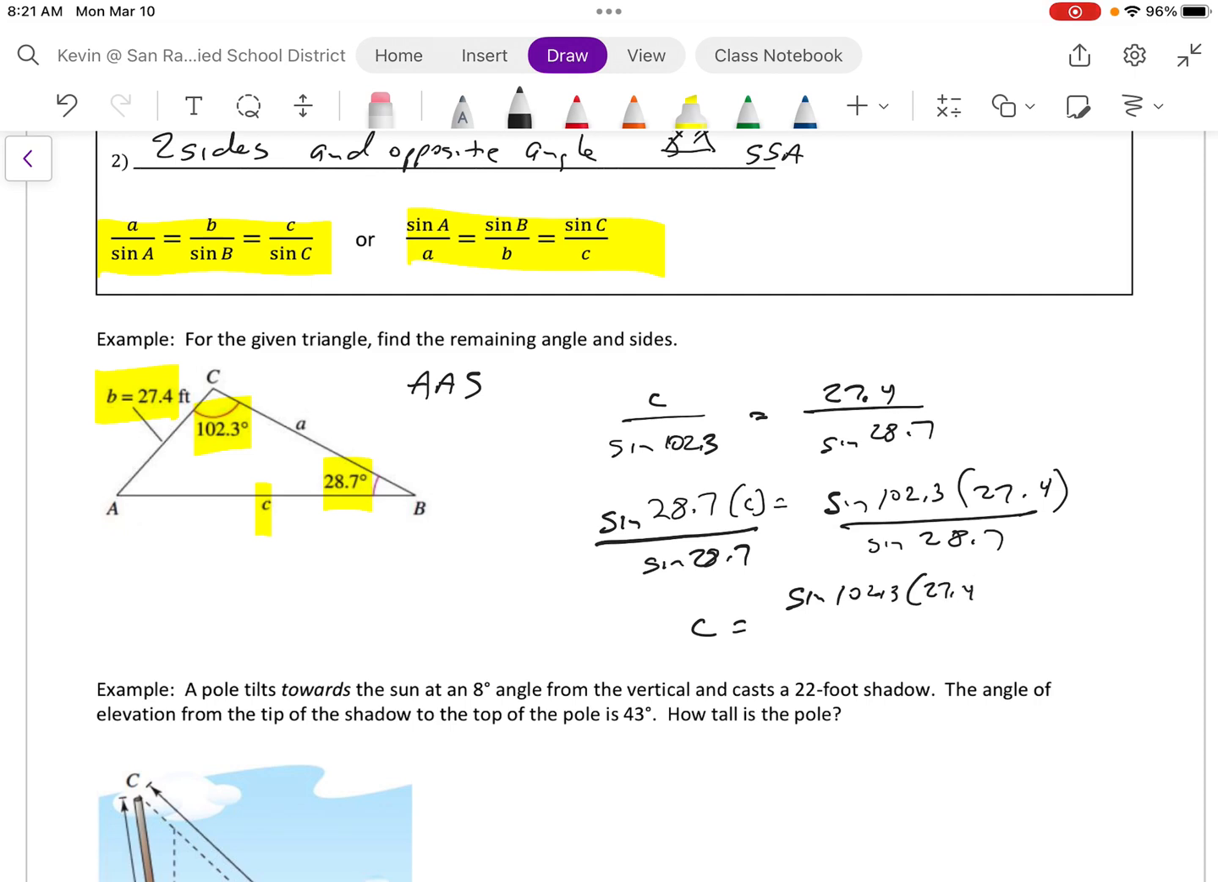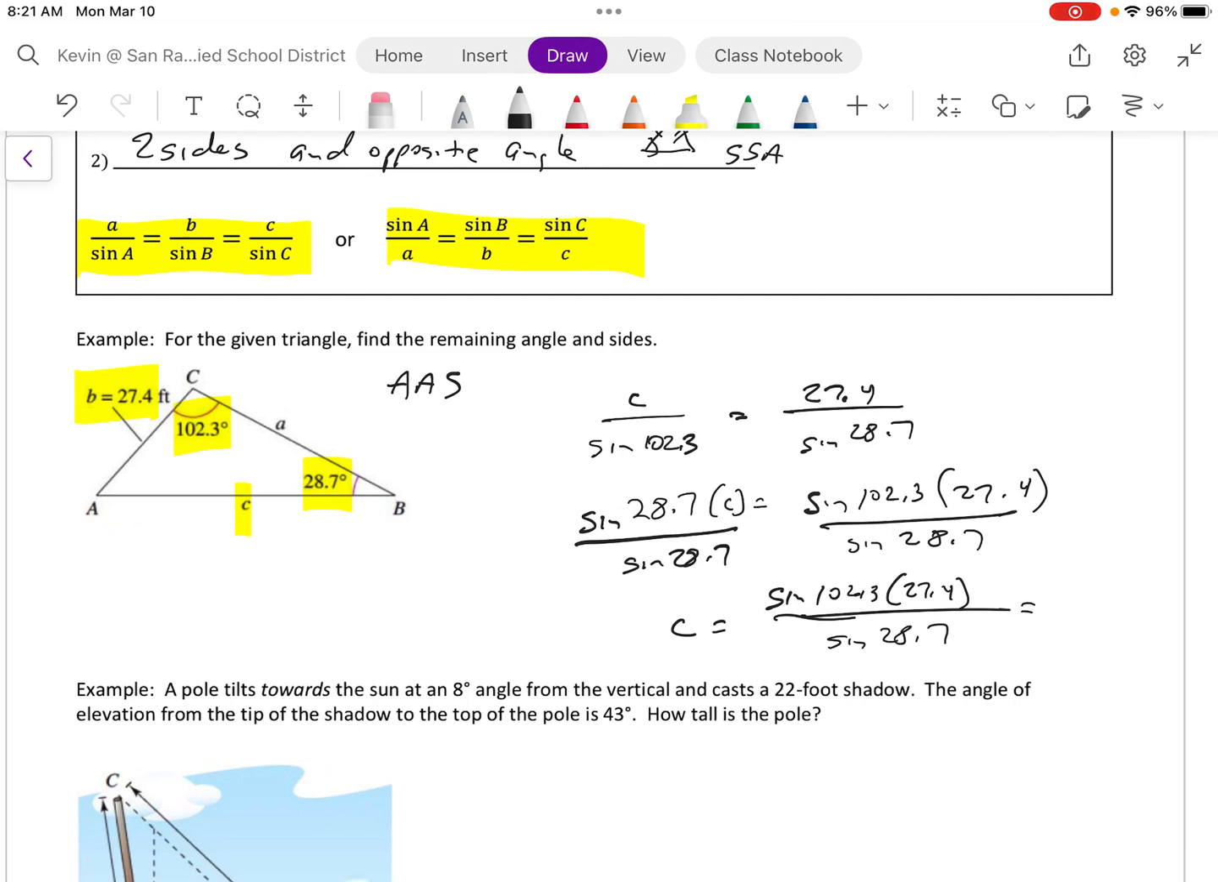Right. So C equals the sine of 102.3 times 27.4 divided by the sine of 28.7. And yes, we're going to have to start using calculators again. I'm going to get my calculator out right now.